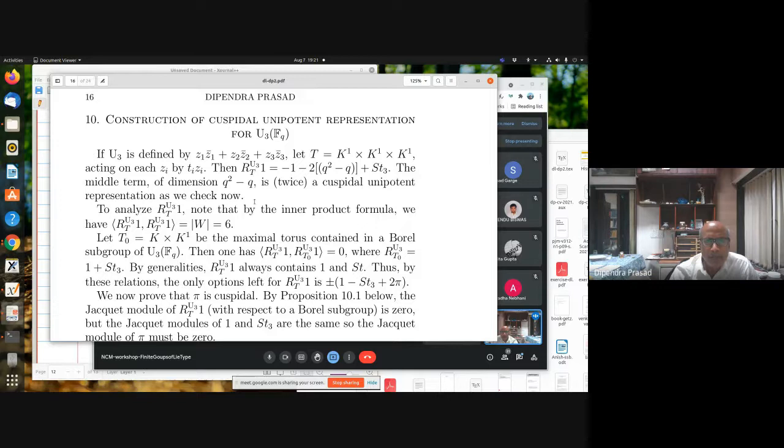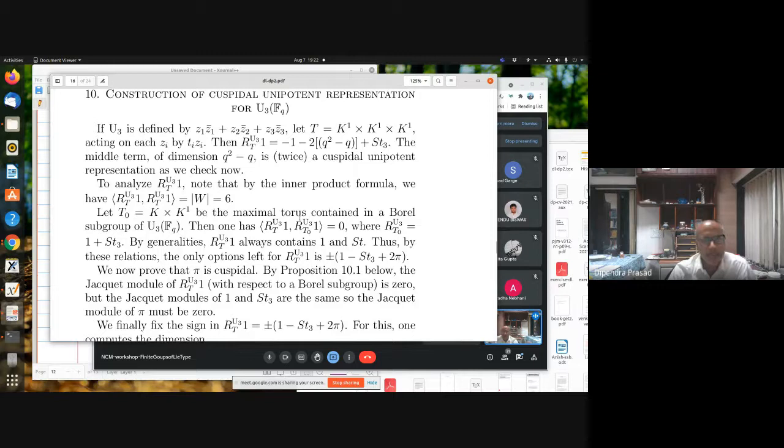This is also done by a similar idea as in the previous one, comparing this Deligne-Lusztig induction to the Deligne-Lusztig induction for the torus which is contained inside a Borel subgroup. So you play off that Deligne-Lusztig with this Deligne-Lusztig. Since the character chosen is trivial, they will be geometrically conjugate, and therefore there will be some components in common. And what you discover is that 1 and Steinberg are in common, and this component is not there.